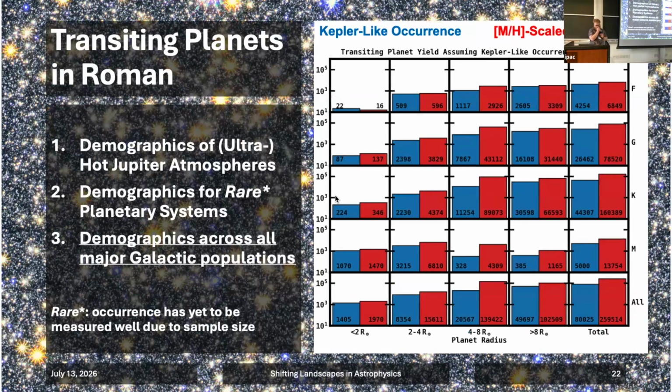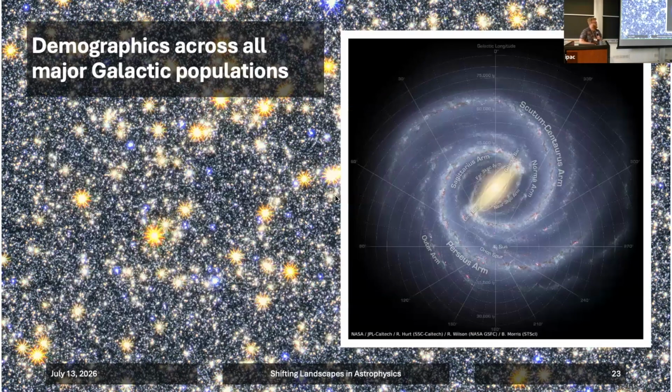Okay, and the last real big opportunity here is demographics of planets across all major galactic populations. Exactly how we're going to do this, we'll get to in a minute, but Roman has a pretty incredible depth. So here's the galaxy, and in pink are all of the currently known planets. And you can see a few outcroppings.